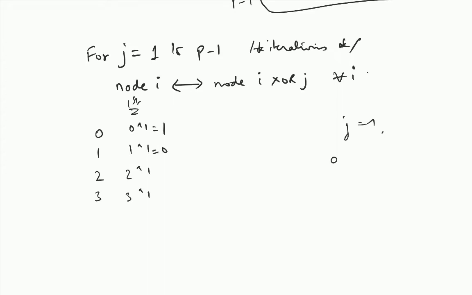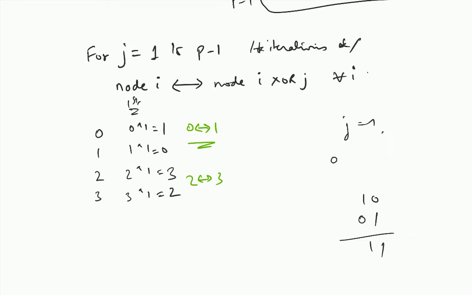So essentially what is happening in the first iteration? 0 and 1 are exchanging data, in both ways. 0 sends to 1 and 1 sends to 0. 2 will send data to 2 XOR 1. What is the bit representation for 2? 1, 0. For 1? 0, 1. So what is the XOR? 1, 1. So 2 is sending data to 3 and 3 is sending data to 2, because 3 XOR 1 is 2. So in the first iteration, 0 has exchanged data with 1 and 2 has exchanged data with 3.